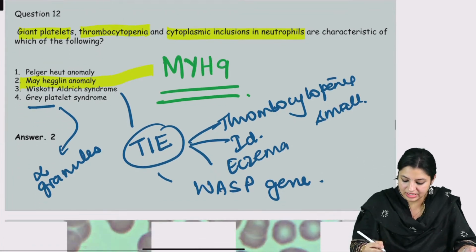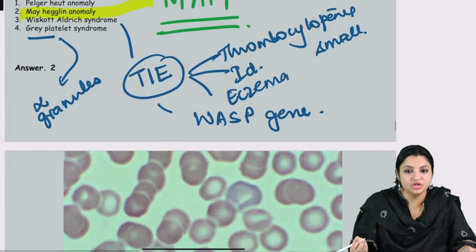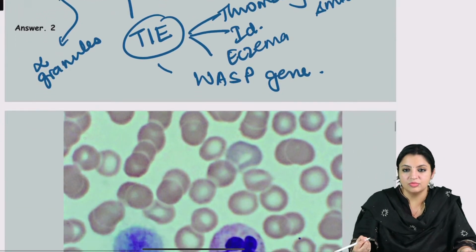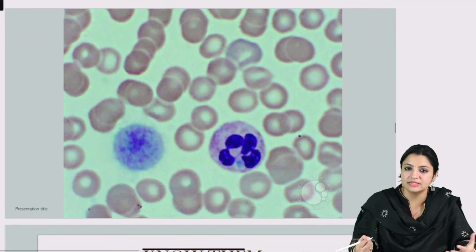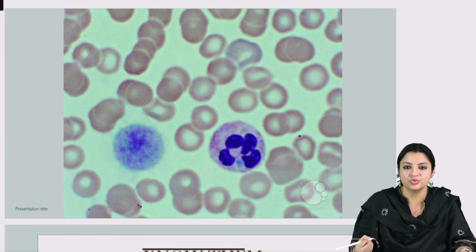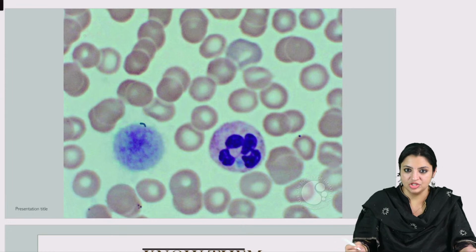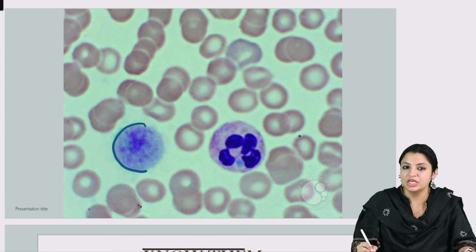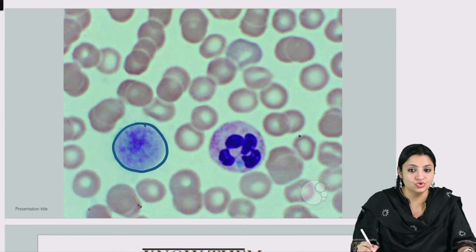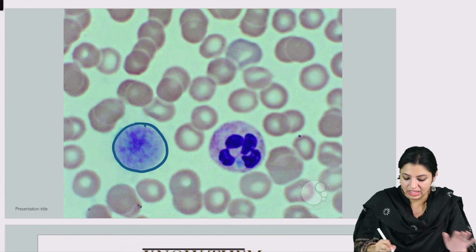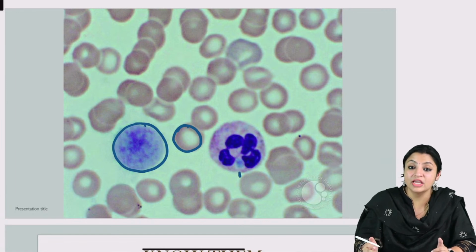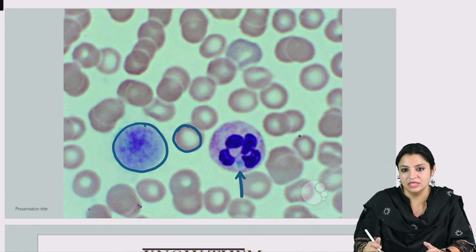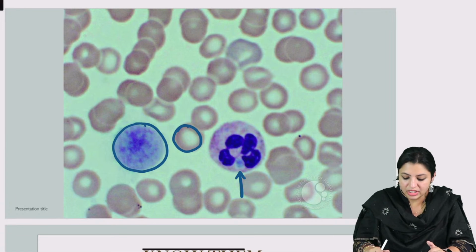so they're giant platelets. And look at these inclusions again in the cytoplasm of the neutrophil. These are Dohle body-like inclusions. This image is from the ASH image bank, a very beautiful image to show to you. It's not for any publication purpose. So these are just giant platelets along with the inclusions present in the neutrophils. These are very characteristic of MYH9 gene disorders, May-Hegglin syndrome.